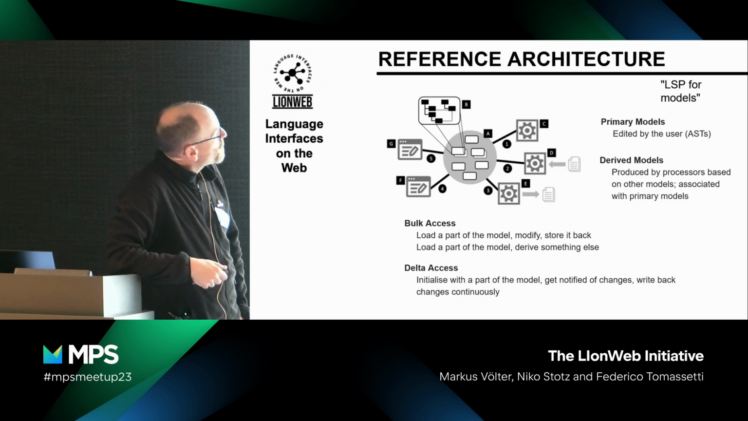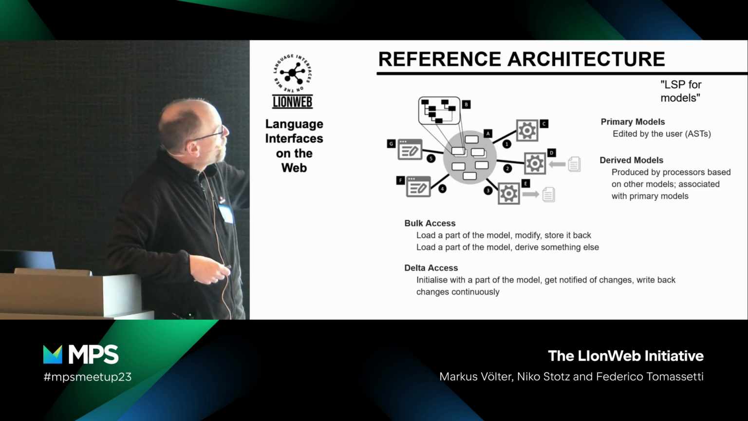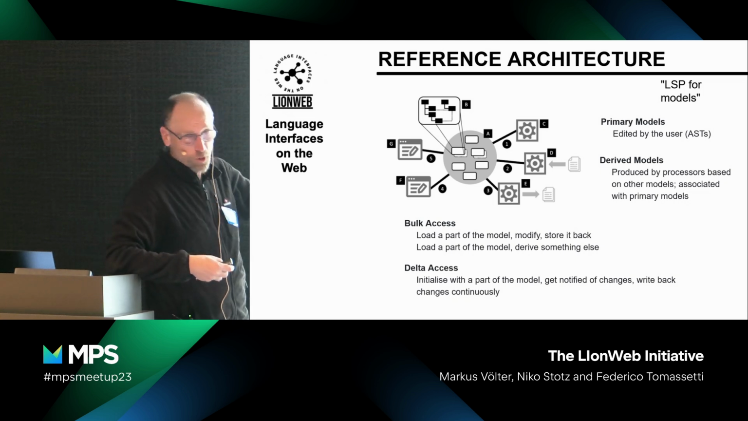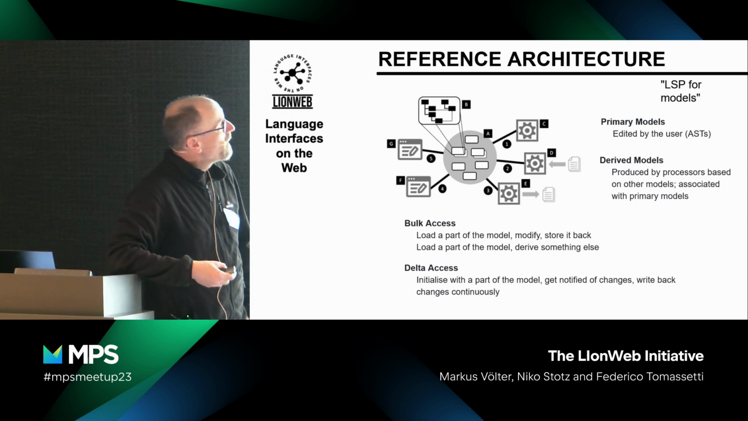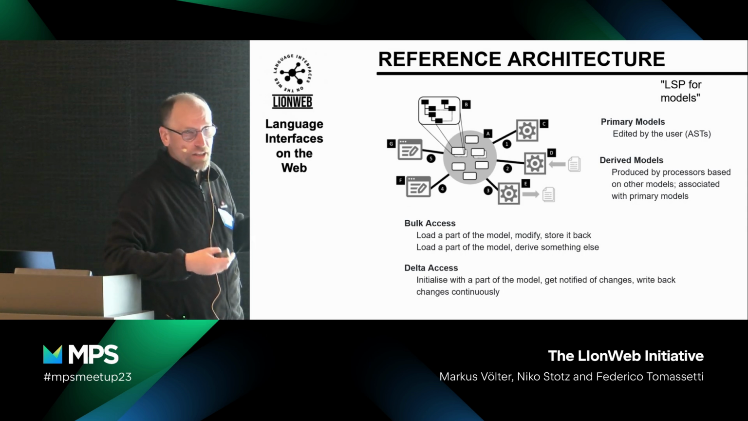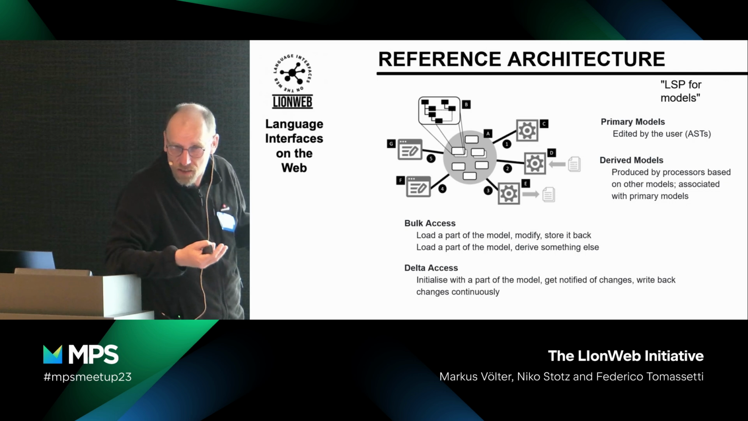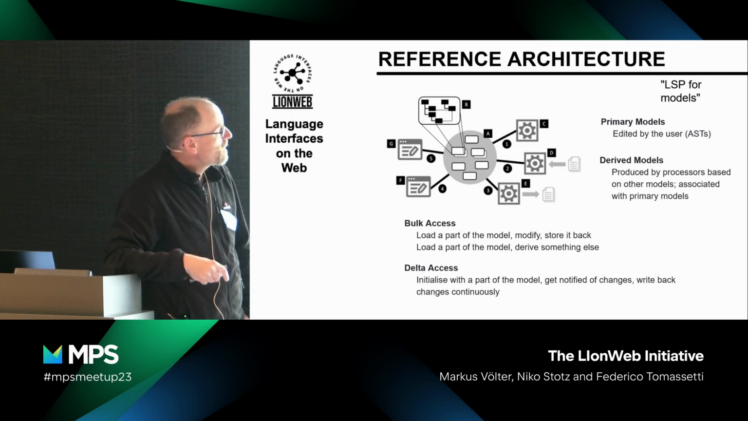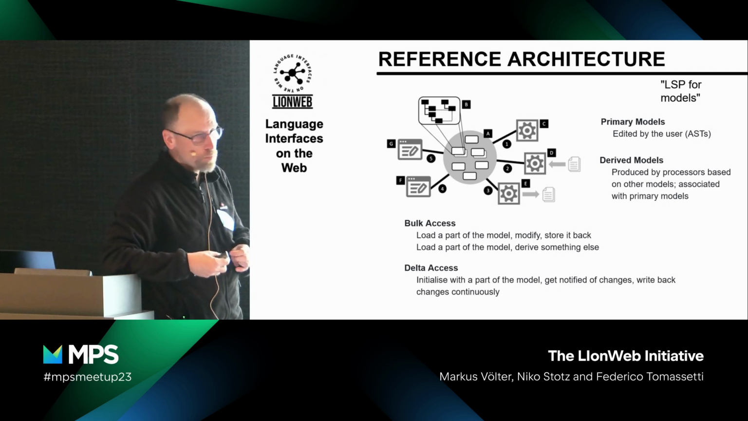And there's also one more thing to say about the models in the repository. We distinguish between primary and secondary, or I always say that because it's so obvious, right? Call them derived models, not secondary. Primary models are those that are edited by the users, the ASTs, right? What in MPS you do in the editor. And then the derived models are those produced by those processors.